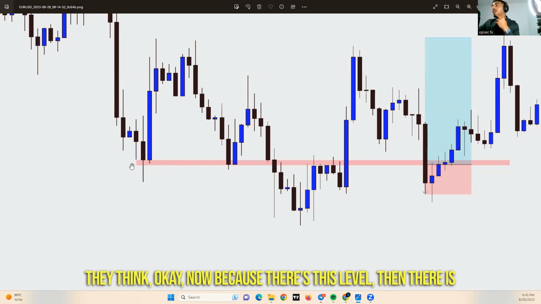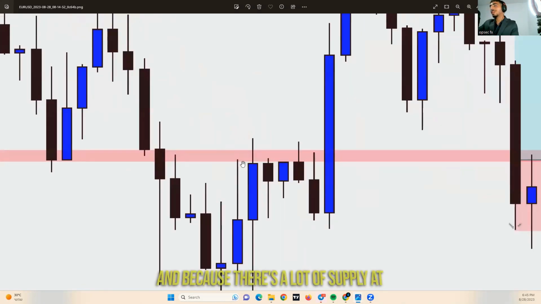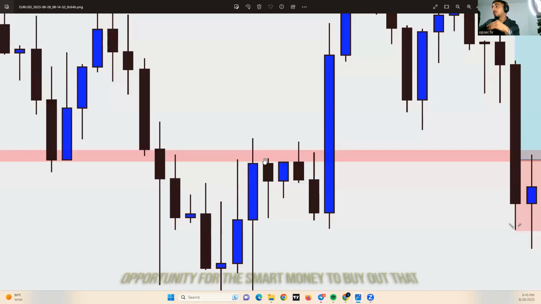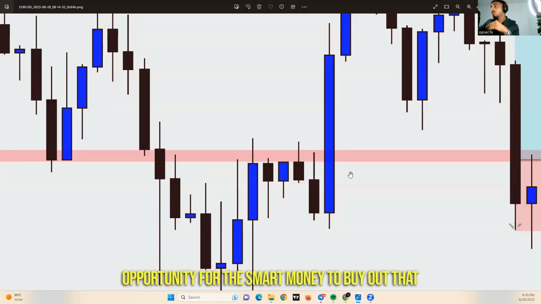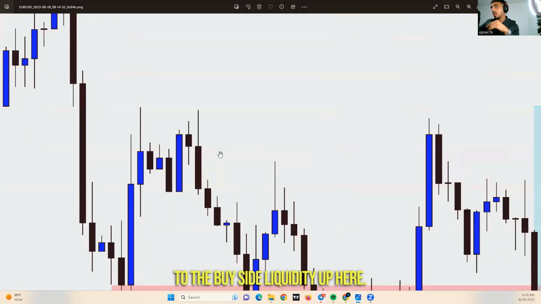They think, okay, now because there's this level, there is going to be a lot of supply at this point. And because there's a lot of supply at this point, price should not go through it. What they don't understand is that the markets are manipulated. And because there's supply at this point, that's an opportunity for the smart money to buy out that supply and then move price up and distribute it to the buy side liquidity up here. That's what they don't understand.